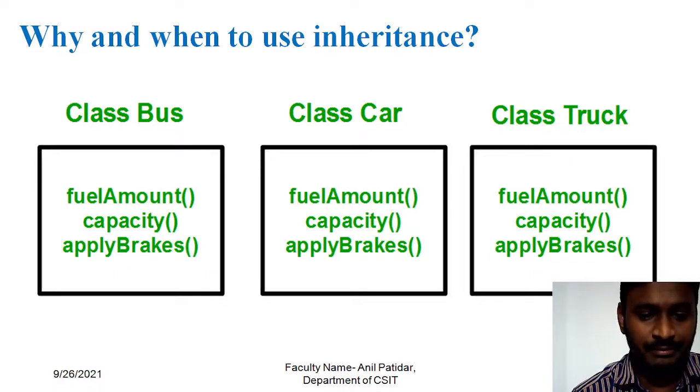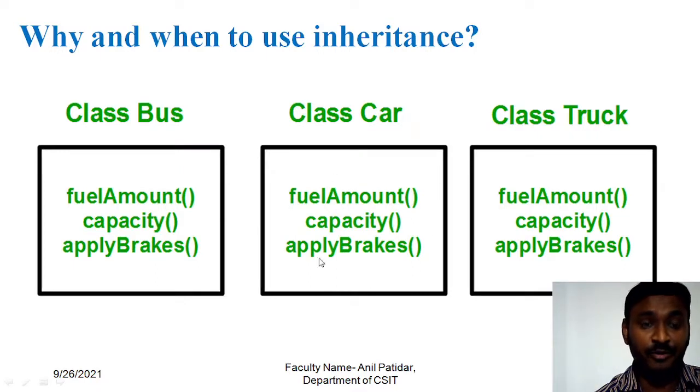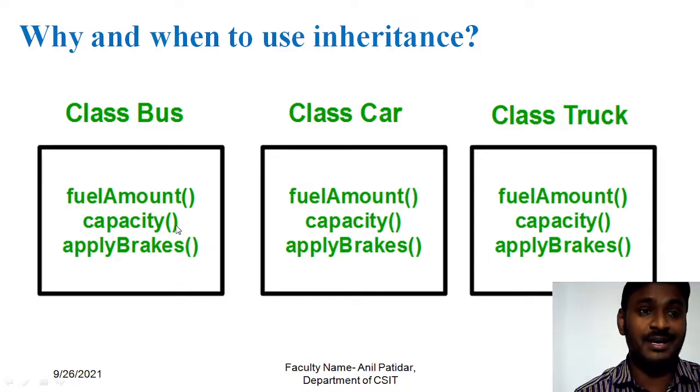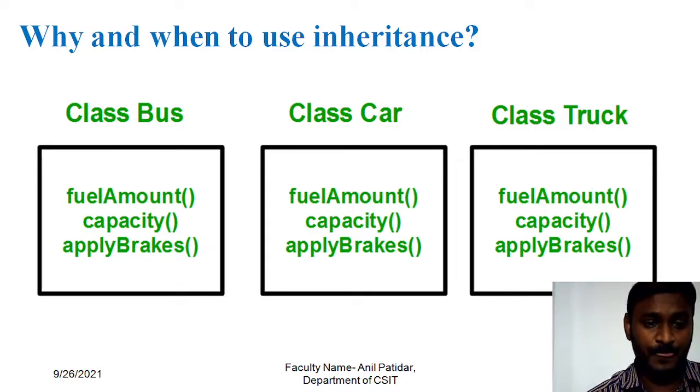We repeat the process of creating these same methods for all the classes, means we are duplicating the methods in each class. So this creates duplicacy, and it can also create the chance of error, and this leads to data redundancy. To avoid this type of situation, inheritance is used.